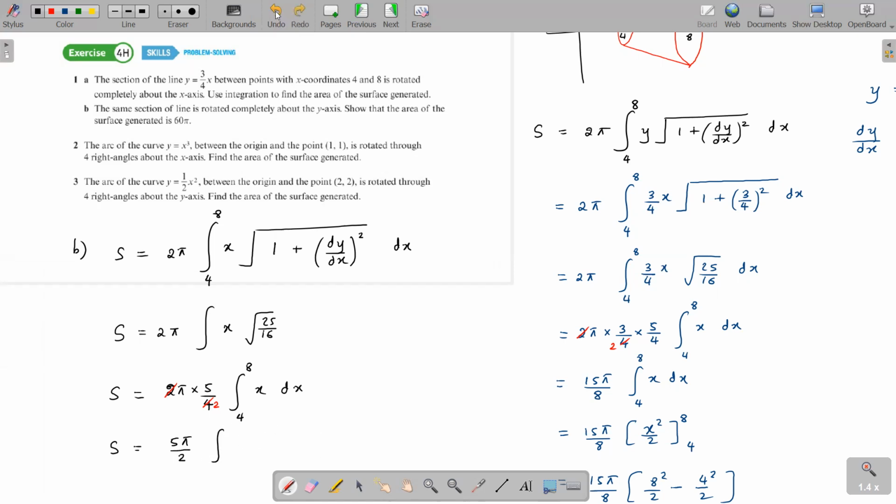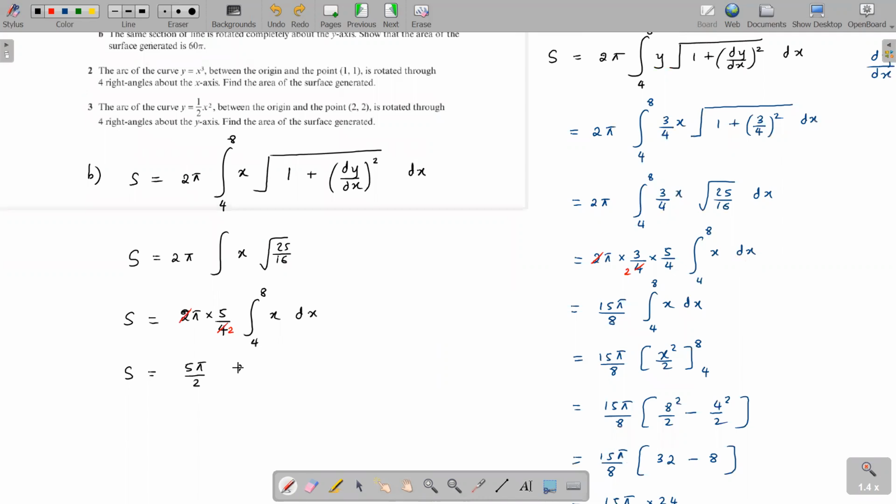I get here x square over 2. When we integrate, we get x integration is x square over 2, and the limits are from 4 to 8. So let's input our values. X equals 5 over 2, 8 square over 2 minus 4 square over 2.